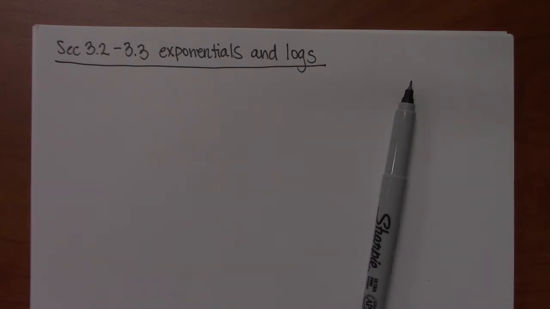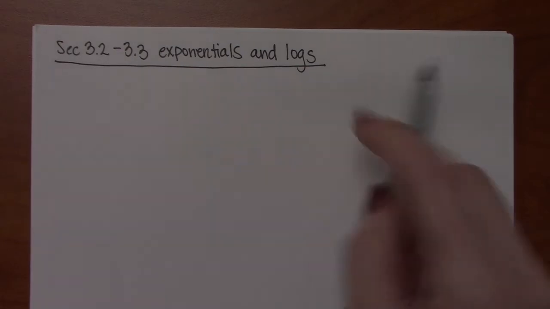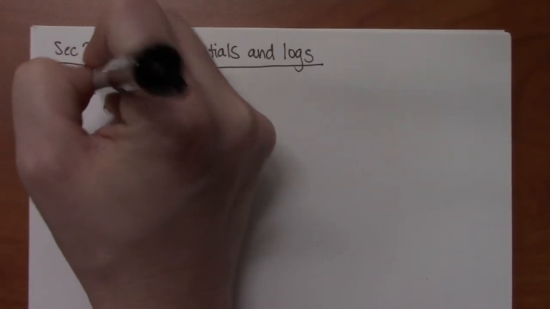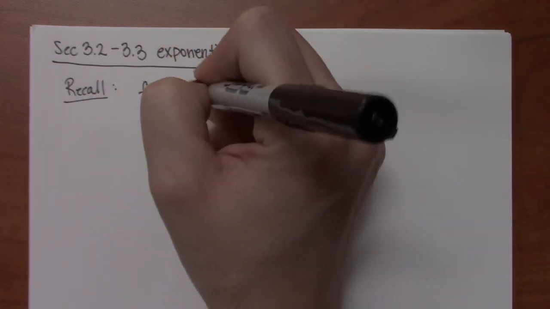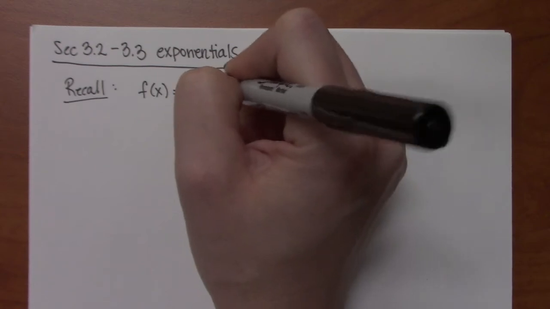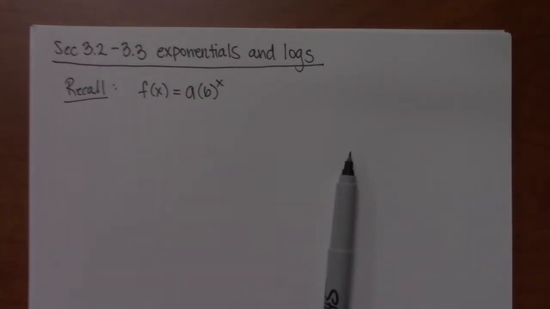All right, so let's just recall from last time. This is where we stopped. We said the most basic general form of an exponential equation is this, where A is going to be the y-intercept, B is the base, and X is in the exponent. And just like with anything we've worked with, we can change X to T if we want to talk about time. We can change the letter of the variable to correlate better with what variable we're talking about.